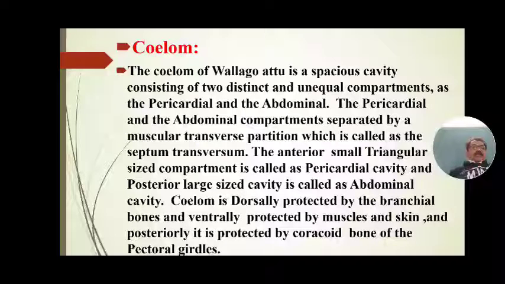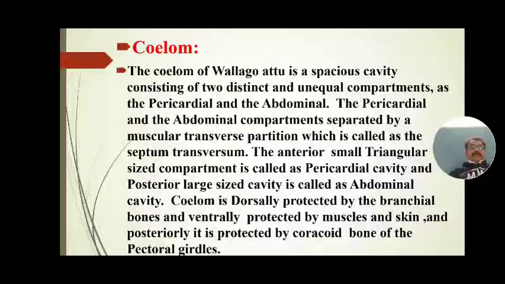The coelom is dorsally protected by the branchial bones, and ventrally it is protected by the muscles and skin. Whereas the posterior side of this coelom is protected by the bones of the pectoral girdle, and that bone is called the coracoid bone.